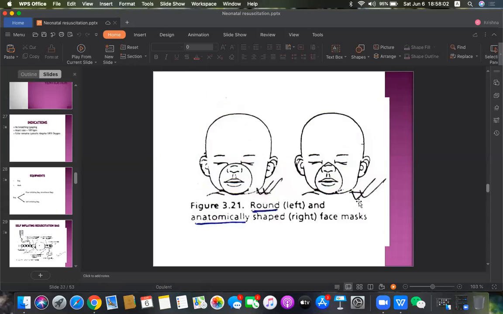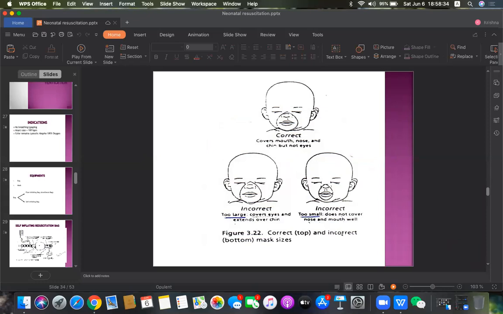Now look at this picture. This is a rounded type of mask, and this is another type of mask. Here it is covering the nose and the mouth both, and it is forming a very tight seal around the mouth and the nose, so that when you squeeze and give oxygen, the oxygen should not escape from the side. This is a very, very important point. Same thing here. There's nothing to discuss in this case. Now, what are the correct and incorrect ways of applying this mask? Just have a look here, please.